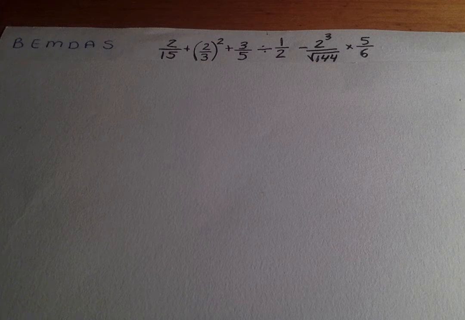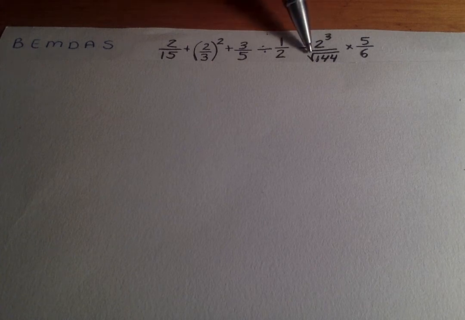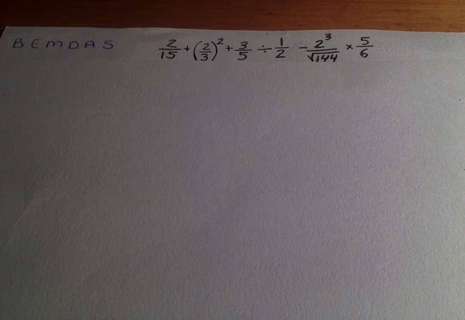So here we have an equation. We have 2/15 plus 2 over 3 all to the power of 2 plus 3/5 divided by 1/2 minus 2 cubed all over the square root of 144 times 5/6.